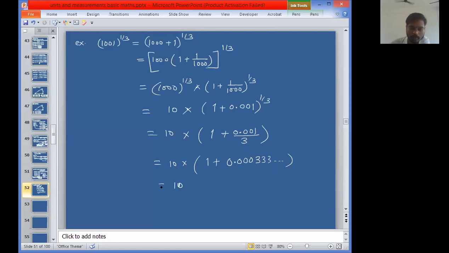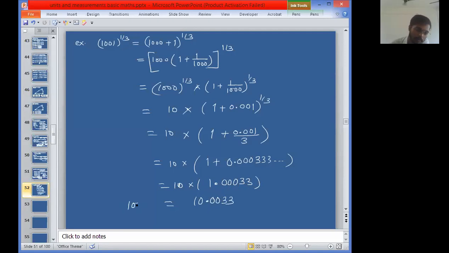So 10 multiplied by 1 plus 0.00033. So that will be 1 plus 0, 1. Point as it is, 00033. Higher terms neglect. There are more 3s, but let us neglect those. So 1 into 10, 1.00033 into 10. Now multiply by 10 means this dot will shift rightward. So that will be 10.0033.